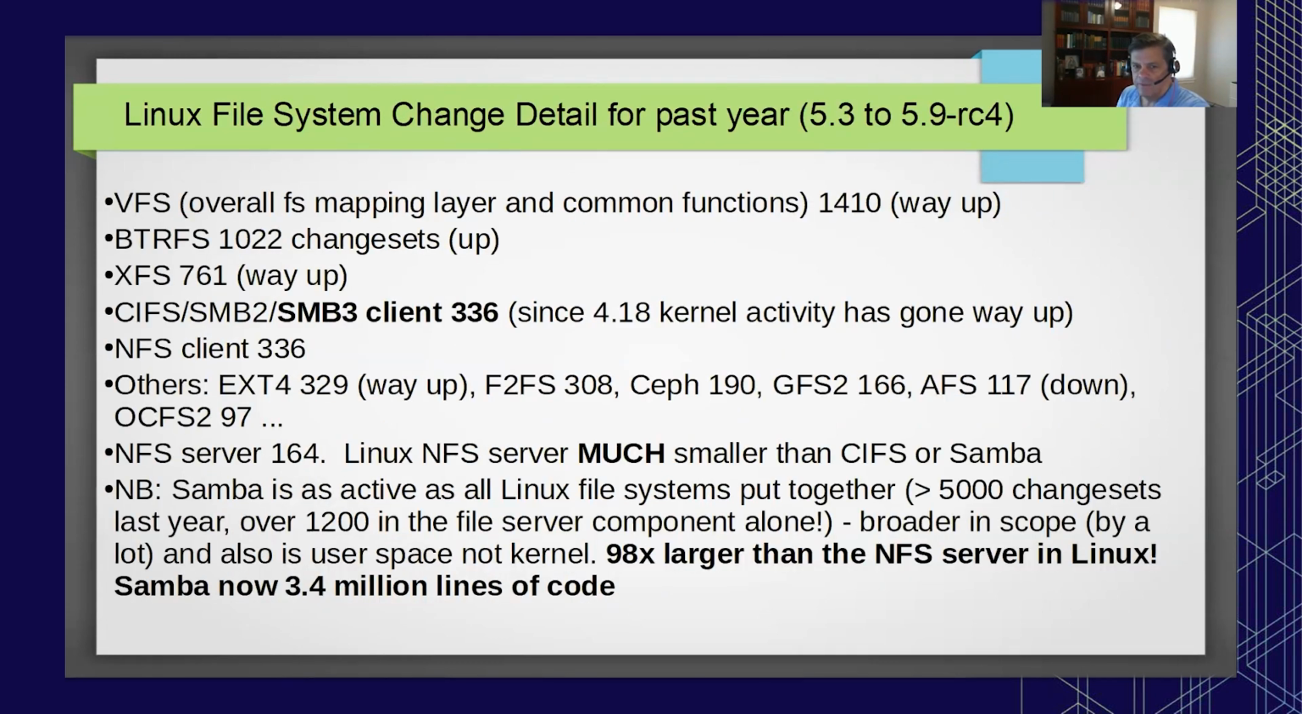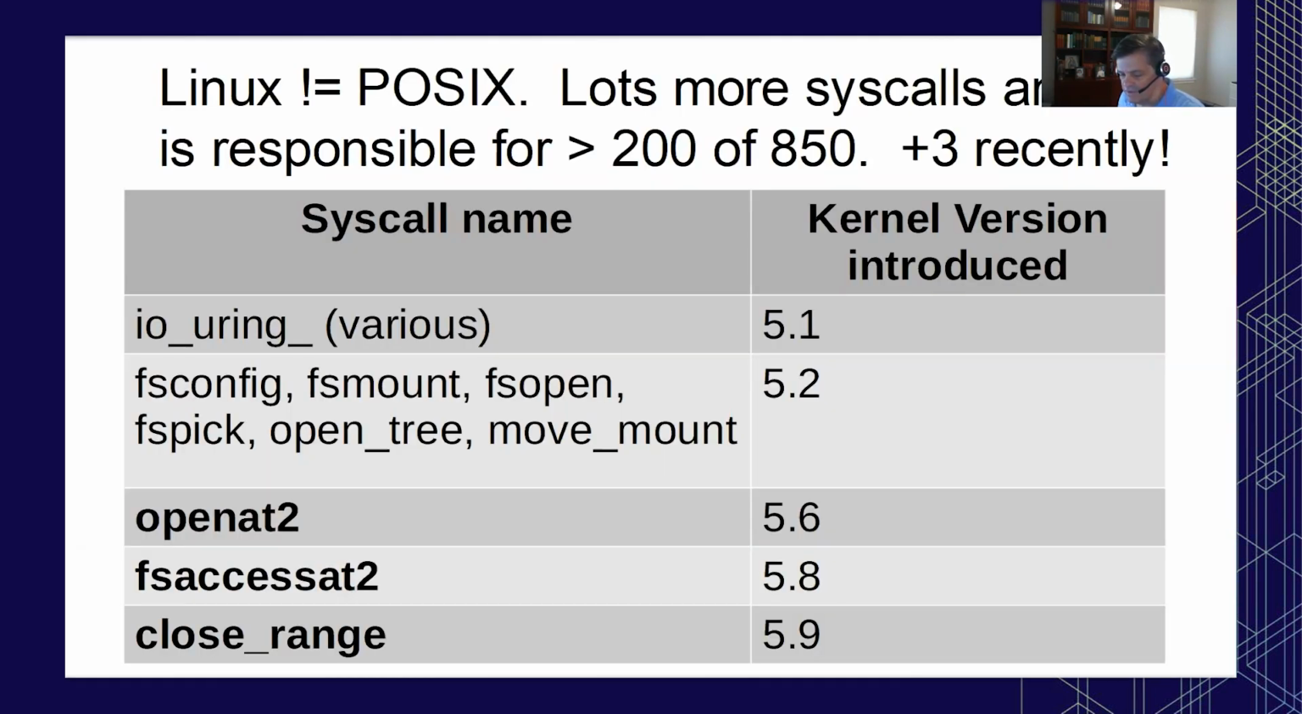So over the last year, BTRFS had over 1,000 changes, but the cifs client had 336, and it's actually higher than that now. This was measuring it in the 5.9 RC4 kernel. And just to give you some contrast, the NFS server in Linux is almost 100 times larger than Samba. There's also now a kernel server, and we'll talk about that in a little bit for SMB3. But it's very important to realize that the activity for SMB3 is huge, and it's extremely important for a wide variety of workloads. It's also important to realize that what we work on Linux is not the same as POSIX.